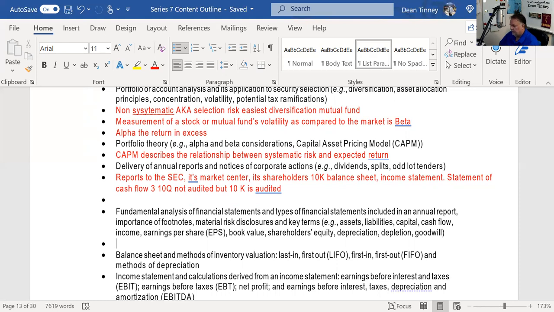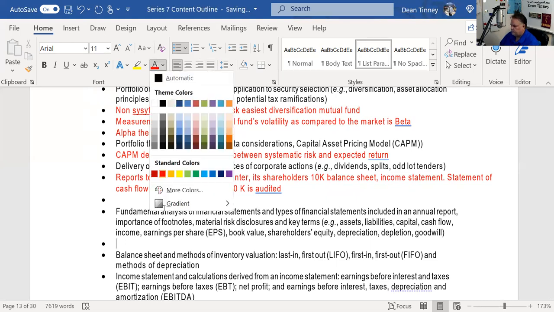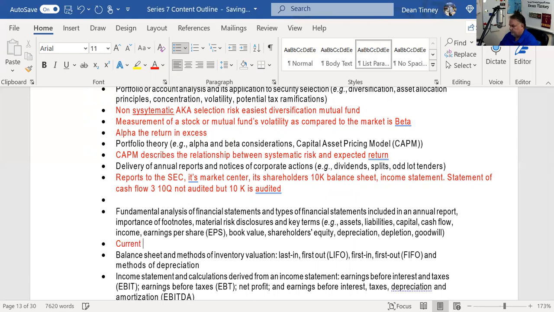and footnotes can be very, very important because there might be some material information in there we should know. Now, we should know about assets on the balance sheet. There are 2 types of assets that you're held accountable for on the balance sheet. Current assets, things we plan on turning to cash, or things we will turn to cash within 12 months.